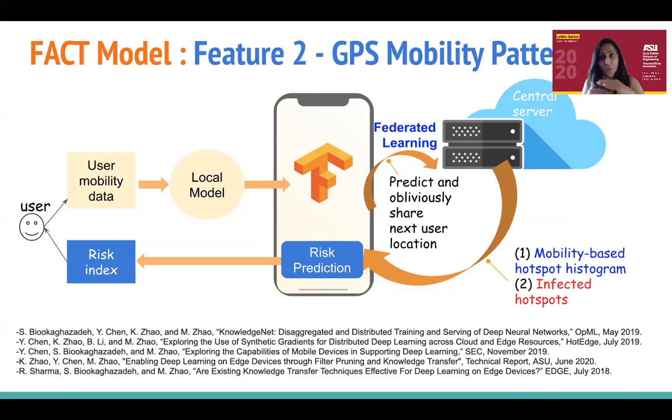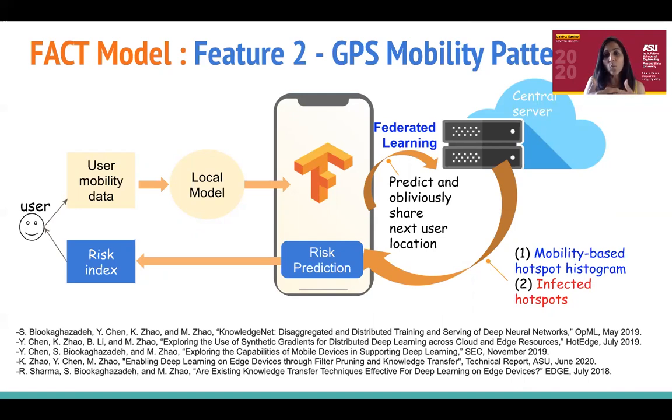So to do this, there are two parts to it. One is to actually learn to predict the user's next location based on their current mobility trace. And this can be done in a federated manner, and my colleague Ming Zhao has done a lot of work in this area. So we're going to build on some of that work. The other thing that does need to be done here is to create a histogram, you need some kind of a central server.